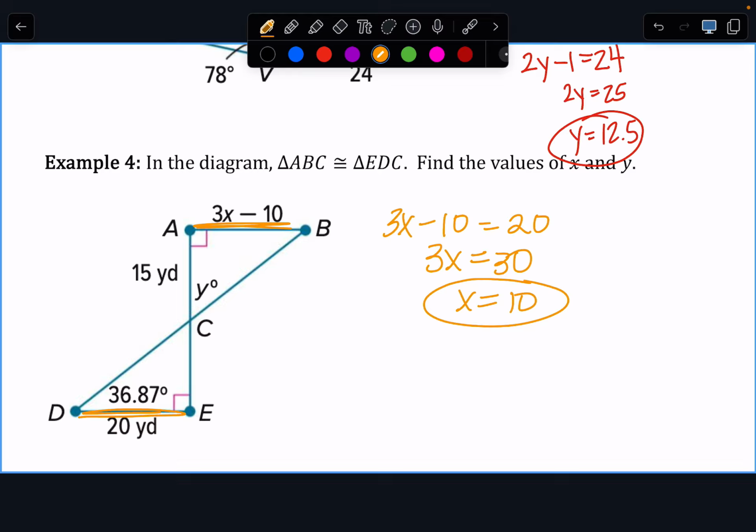Now, in this triangle, this is not my favorite problem because you don't even need to know the congruent relationship to find y. But what would this angle right here be if we do our 180 rule on that triangle? 53.13. So y, because we have vertical angles, is 53.13.